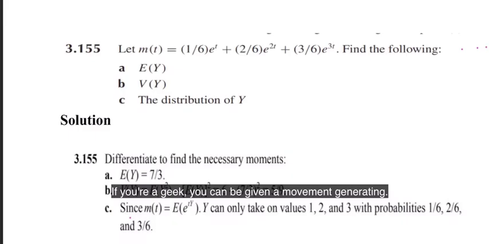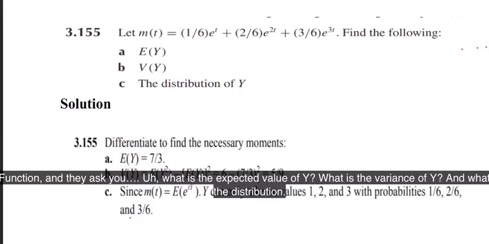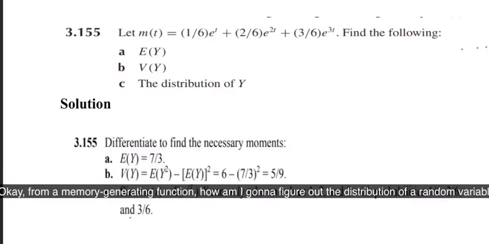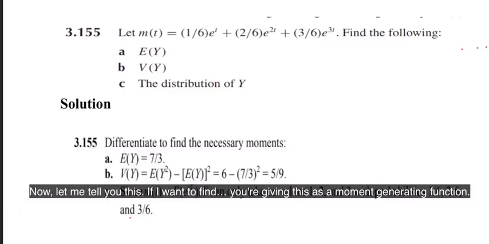If you are given a moment generating function and they ask you what is the expected value of y, what is the variance of y, and what is the distribution of y. When I say what is the distribution of y, every distribution has a unique moment generating function. From a moment generating function, how am I going to figure out the distribution of a random variable?